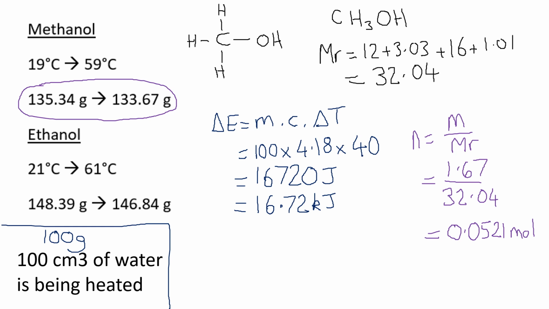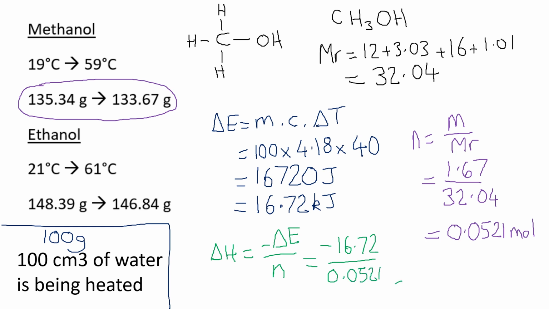And then lastly, we pull this all together and say that delta H equals minus delta E over n. So that's minus 16.72 divided by 0.0521. And that comes out as minus 321 kilojoules per mole. So it's exothermic, which makes sense because it's a combustion of a fuel. So minus 321 kilojoules per mole.